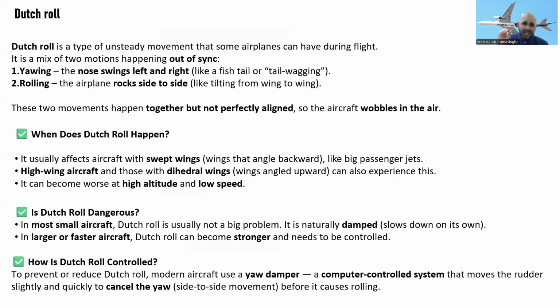Number two, rolling: the airplane rocks side to side, like tilting from wing to wing. These two movements happen together but not perfectly aligned, so the aircraft wobbles in the air.